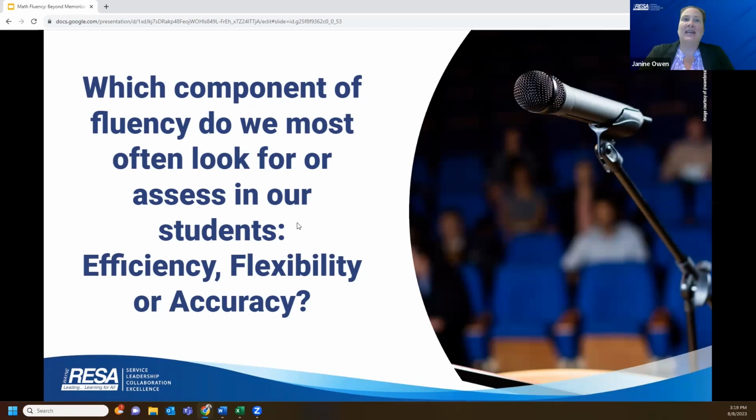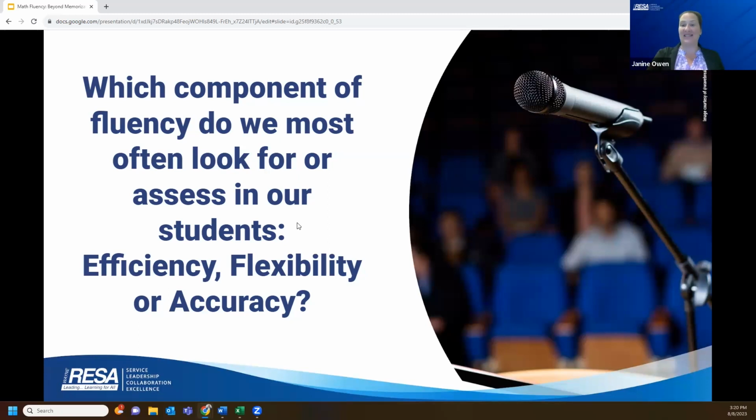So I do see the majority right now are saying accurate, but we do have flexible. I would tend to agree. I do feel like more often than not, we're trying to see if students are accurate. When we give measures like timed tests or worksheets that are testing facts, we're trying to see if students are accurate with their answers.